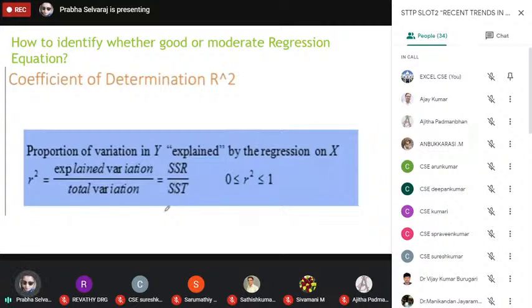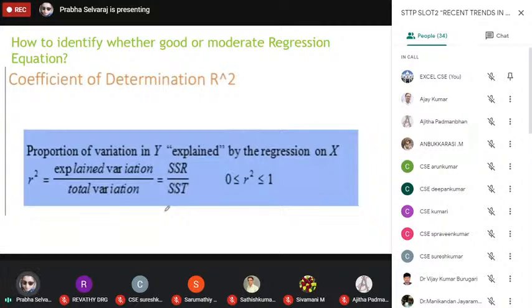So you will apply this in the formula R square is equal to explained variation divided by total variation, and you will find out the R square. If the value is high, then it is a good model. If it is less, then it is bad. So we will classify like this. If R square is greater than 0.75, then you can consider it as a good model.